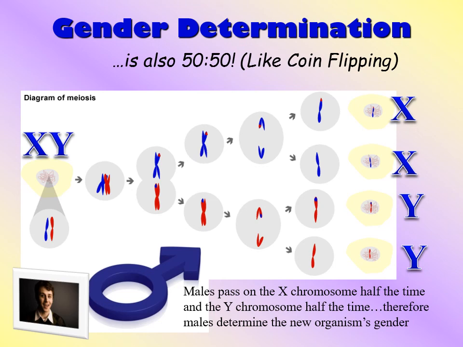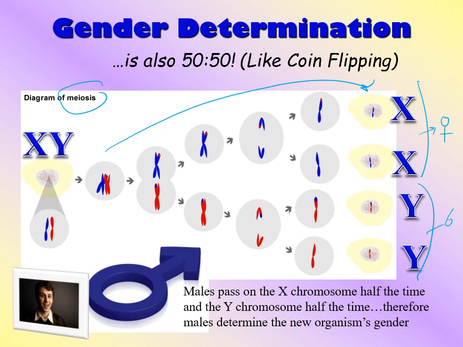Boys, because they have an X and a Y, when the meiosis happens and you make sperm, 2 of the 4 will be X's, 2 of the 4 will be Y's. These 2 sperm could combine with an egg to become girls, females. These 2 sperm could combine with an egg and become males.